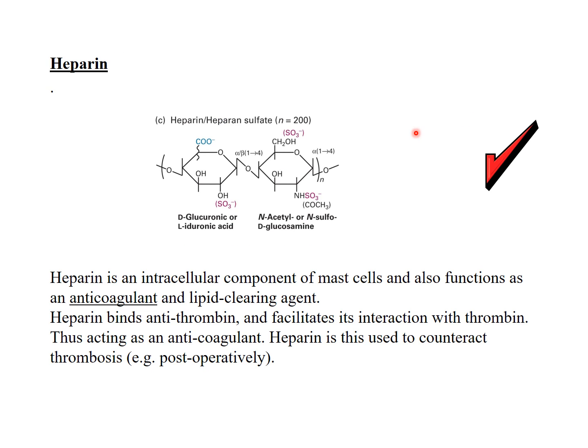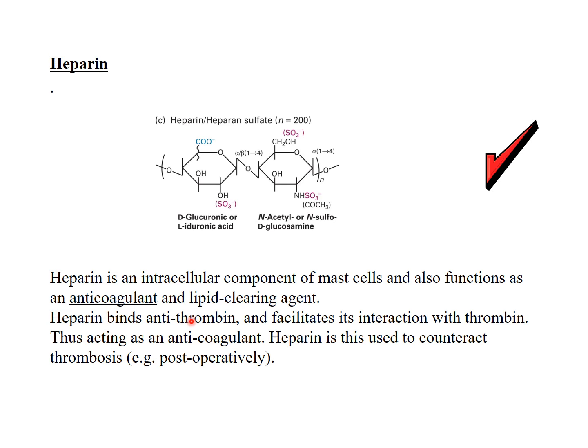Heparin. Heparin, you might have heard about it because it is an anticoagulant. So heparin actually has more functions. It is working inside the mast cells, but what we know heparin more for is the anticoagulant action. And how does it work?